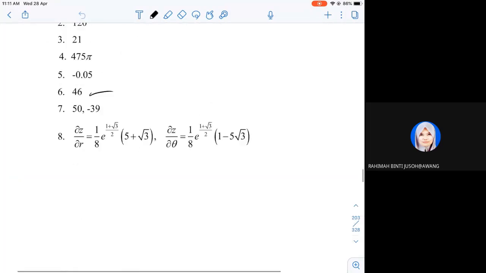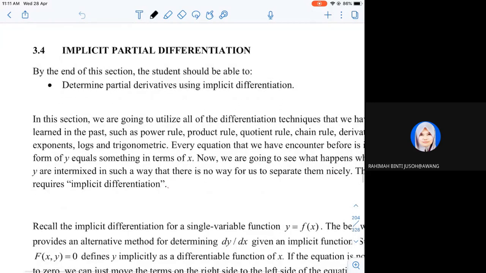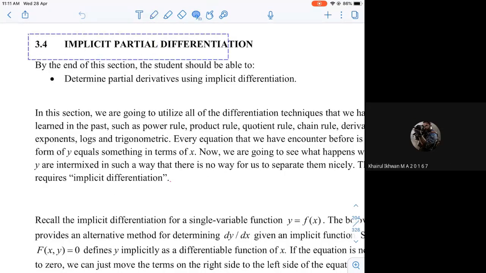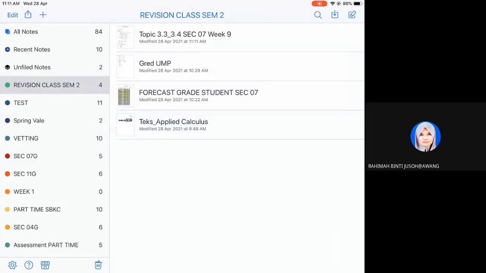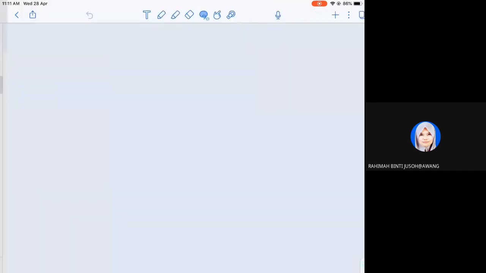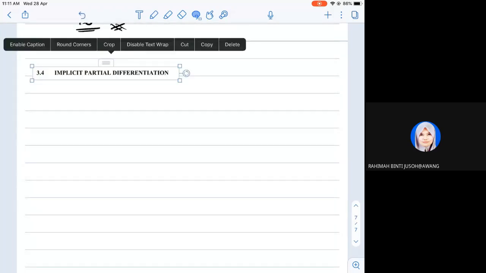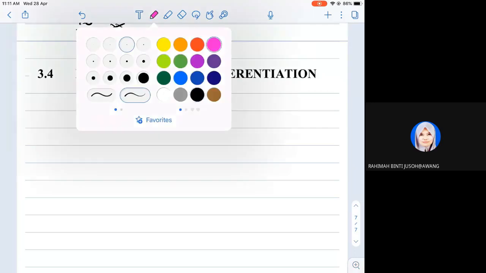Chain rule? Did you understand? Yes, madam. Yes, madam. Okay, good. Copy. Now let us move to topic 3.4. Implicit partial differentiation. Okay.